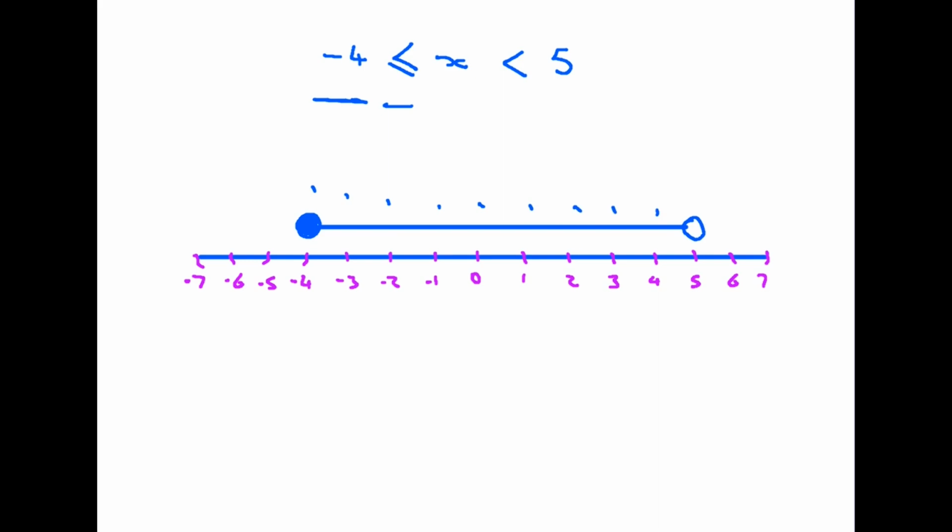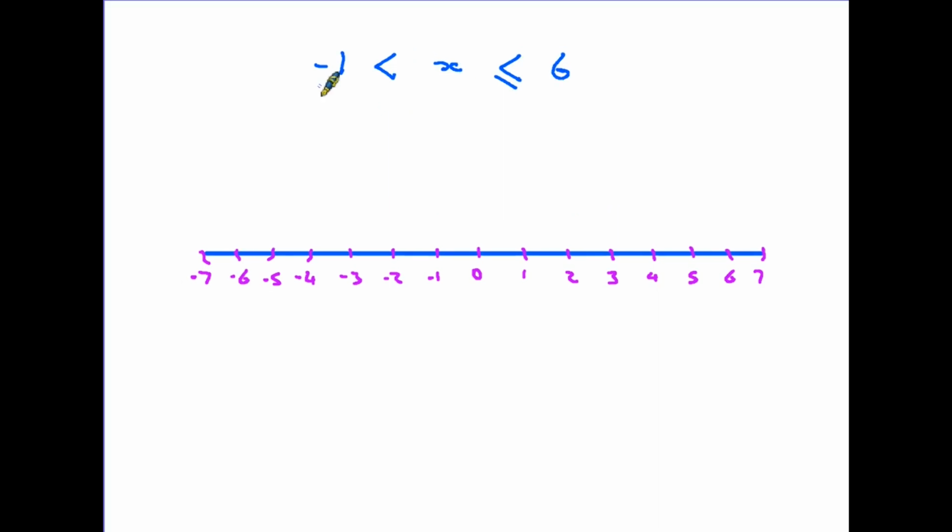Let's quickly have another example of one of those. This time we have -1 is smaller than x is smaller than or equal to 6. So exactly the same. We put a circle over the -1 and a circle over the 6. We use a straight line to join them. Then we look for any equalities.